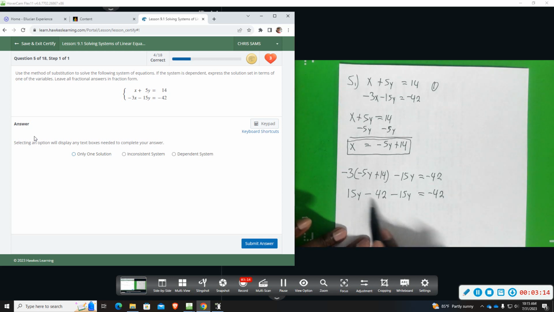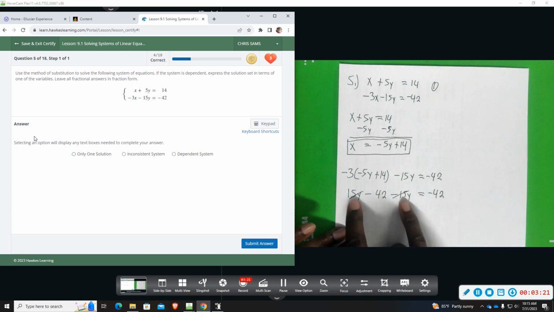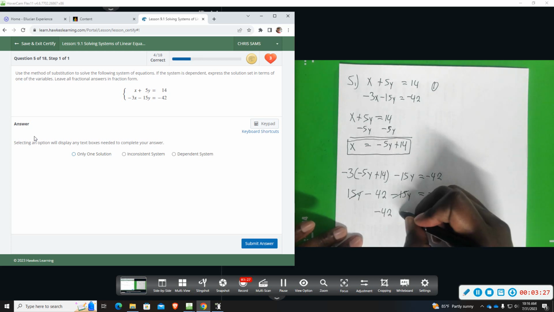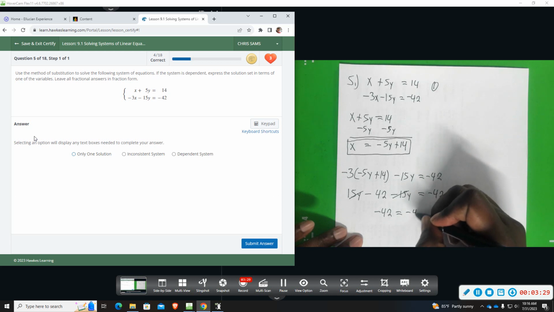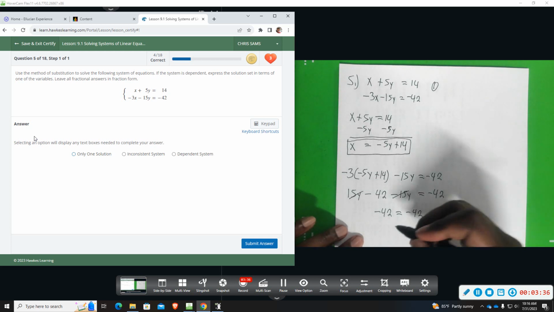Okay, so we're going to simplify. So we have a positive 15y, negative 15y. They're going to cancel each other out. So the one variable that I had got eliminated, and what I have left is negative 42 is equal to negative 42. Okay, I could add 42 to both sides, but it wouldn't matter. I'll just get 0 equals 0.